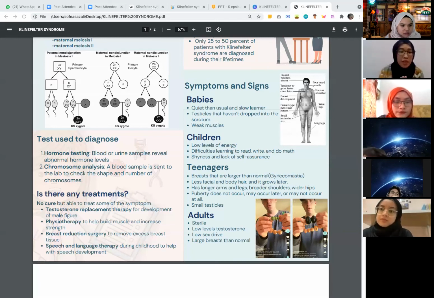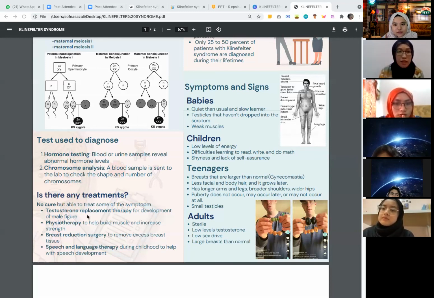And then thirdly, as we all know, one of the significant features of Klinefelter syndrome is that they have larger breasts compared to normal men. Thus, in order to remove this excess breast tissue, they can undergo breast reduction surgery. And lastly, boys with Klinefelter syndrome may also have problems with attention, speech development, and learning word skills like spelling, reading, and writing. Thus, the patient can undergo speech and language therapy during childhood in order to help with speech development.